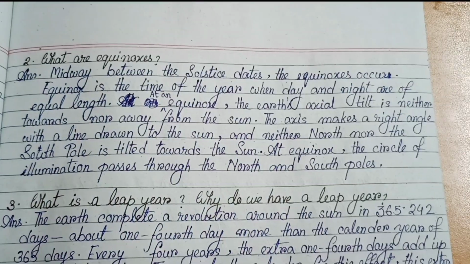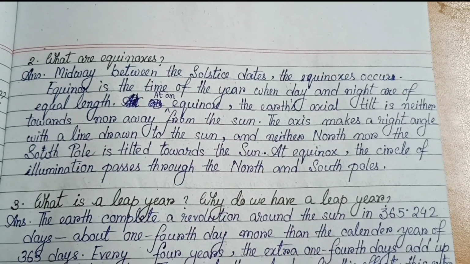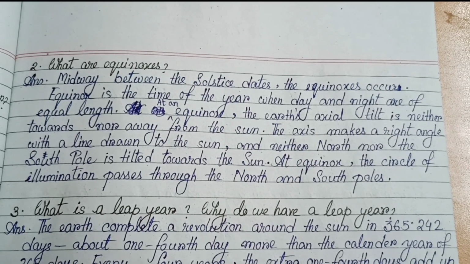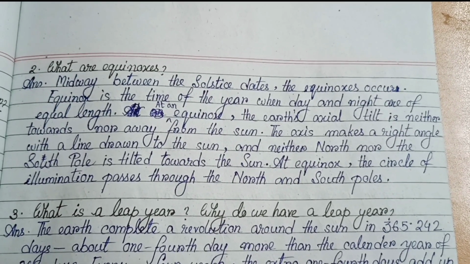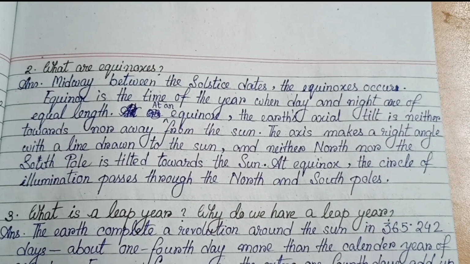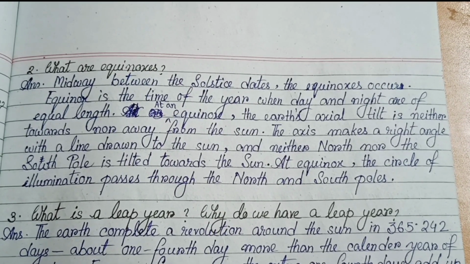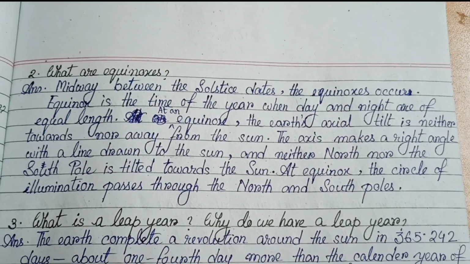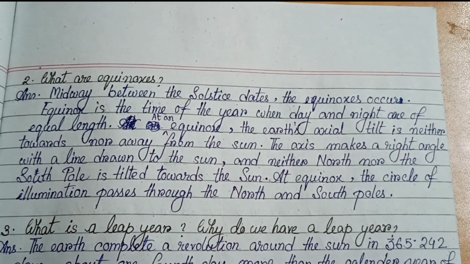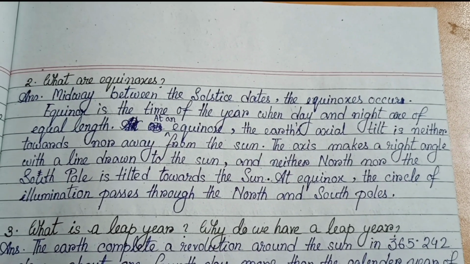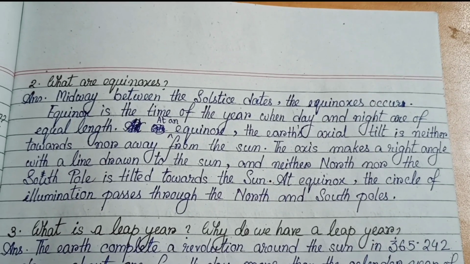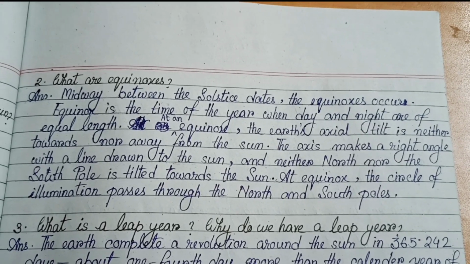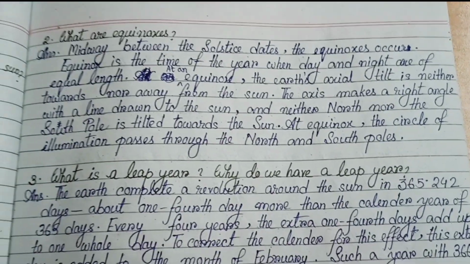Next, number 2, what are equinoxes? Midway between the solstice dates, the equinoxes occur. Equinox is the time of the year when day and night are of equal length. At an equinox, the earth's axial tilt is neither towards nor away from the sun. The axis makes a right angle with a line drawn to the sun, and neither the north nor the south pole is tilted towards the sun. At equinox, the circle of illumination passes through the north and south poles.